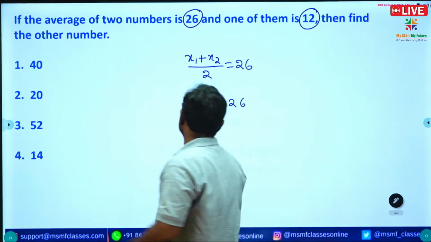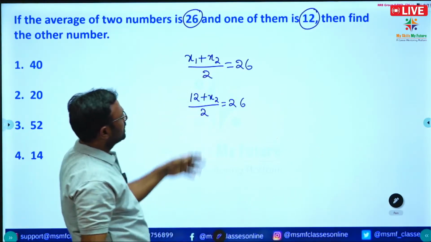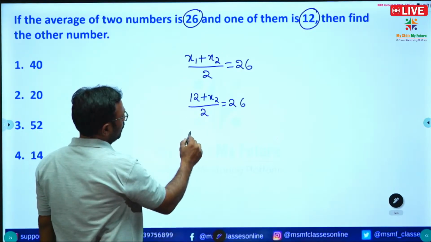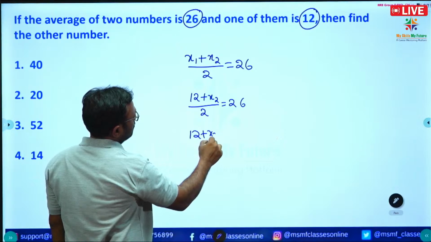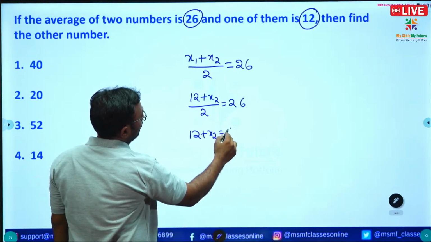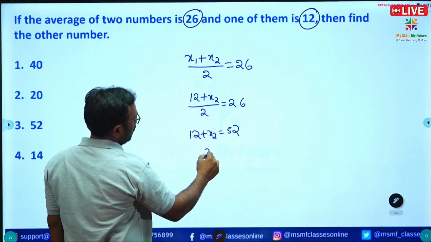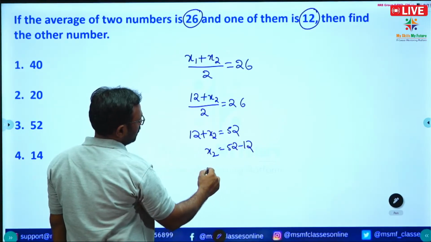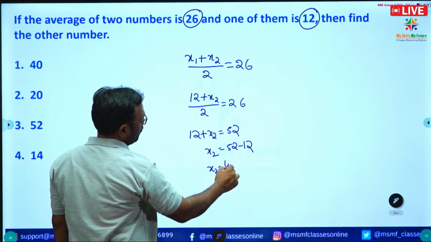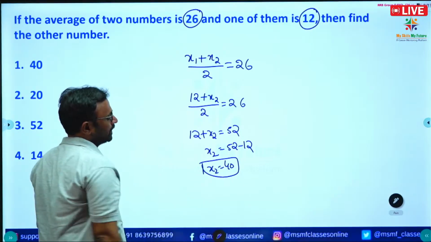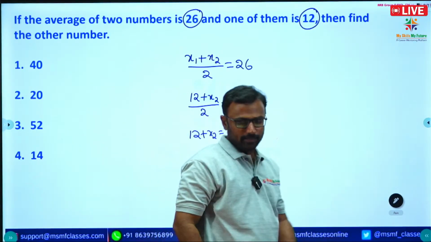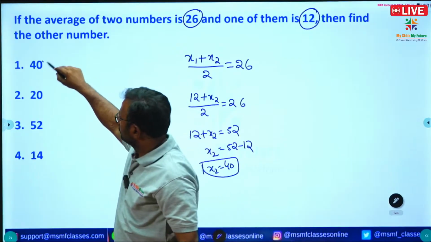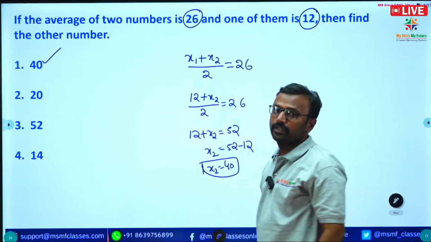The average of two numbers is 26. They gave one number, then we need to find the other number. So 12 plus x2 is equal to 52. So x2 is equal to 52 minus 12, so x2 is equal to 40. The other number is 40. Next question. Option 1 is correct.